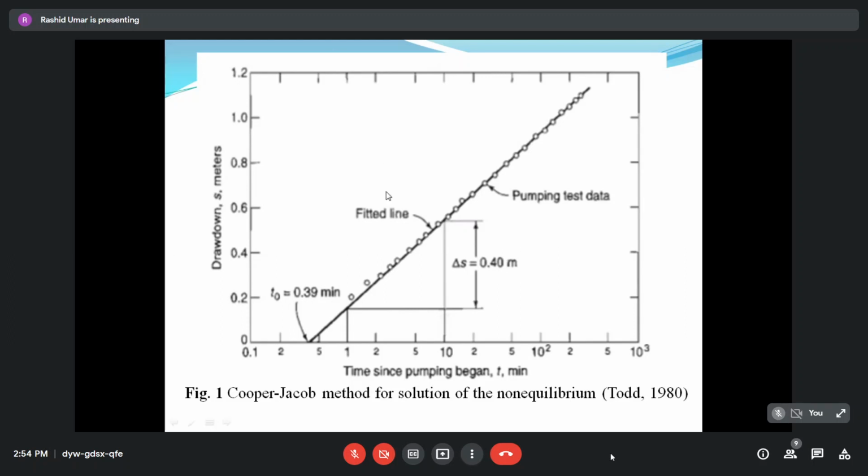For this particular graph, we take the second cycle, which starts at 1 minute and lasts till 10 minutes. At the beginning of the cycle, what was the drawdown, and at the end of the cycle, what is the drawdown? The difference is delta s. Now this is an explanation of plots which you have already done in your MSc and all those things.